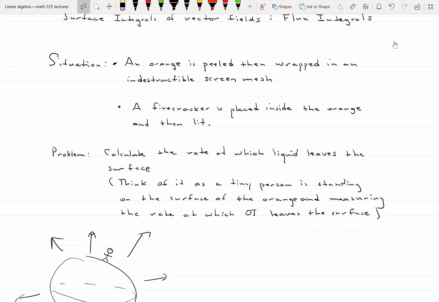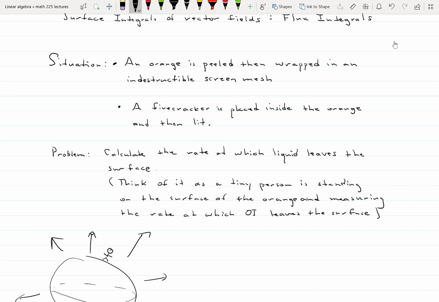Okay. And what's going to happen? When the firecracker explodes, it's going to push the orange juice out of the orange, but the shape of the orange is going to be maintained because of the screen mesh. So the problem is to calculate the rate at which liquid leaves the surface. Figure out how fast the liquid is leaving the surface.